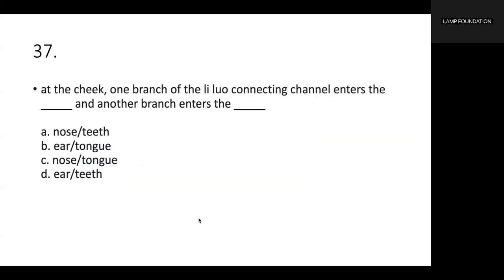On the cheek, one branch of the LI luo connecting channel enters the ear, and another branch enters the teeth. That's why this is so effective for toothache. The other branch enters the lower teeth.